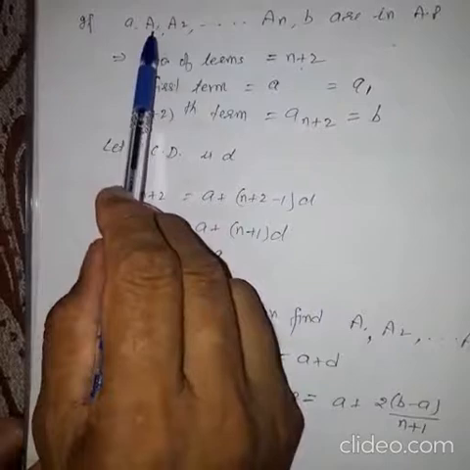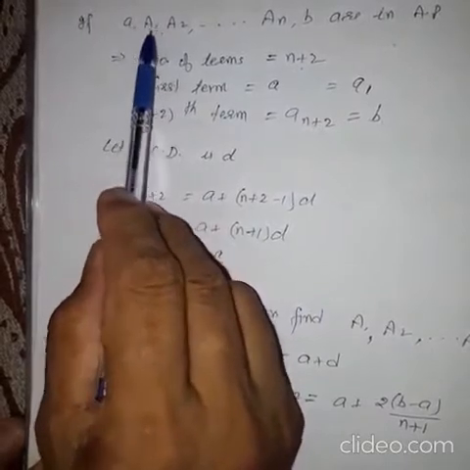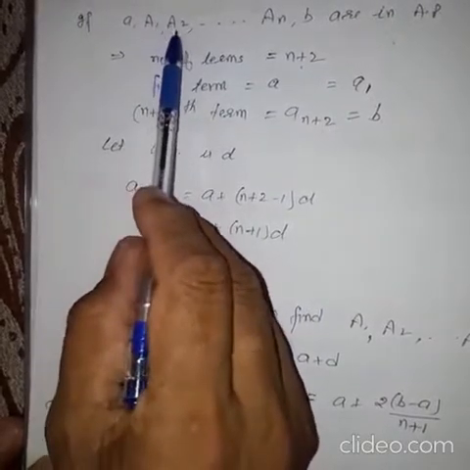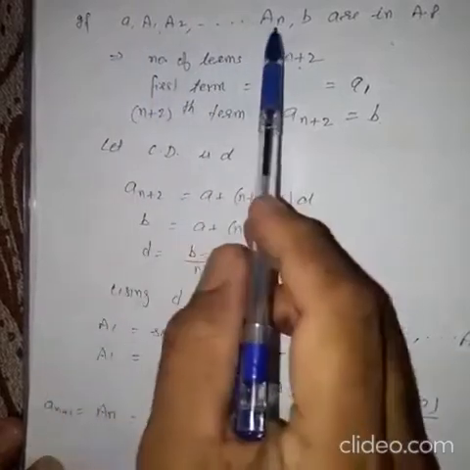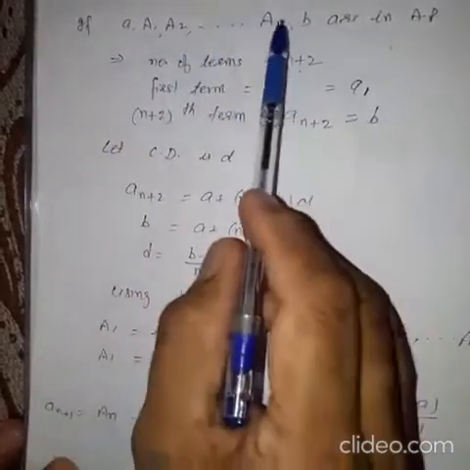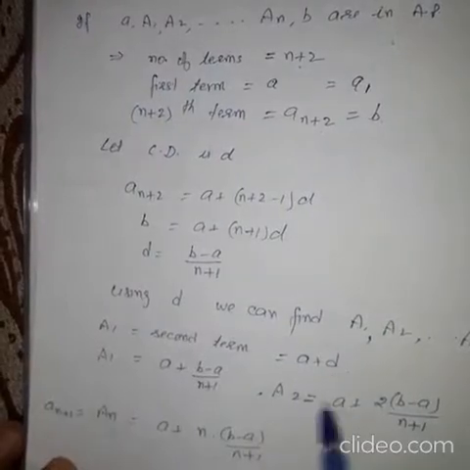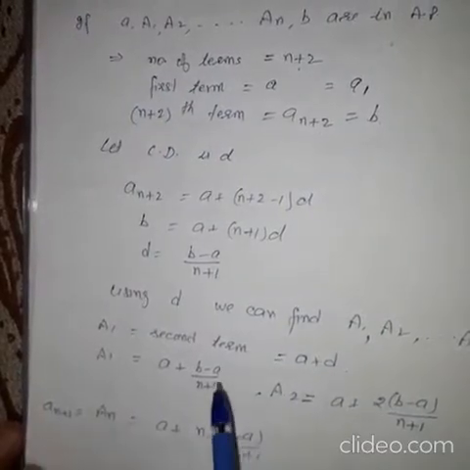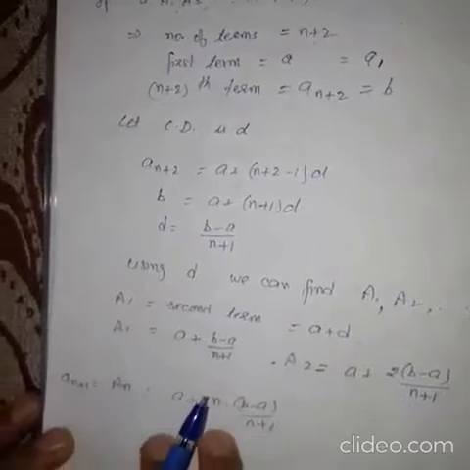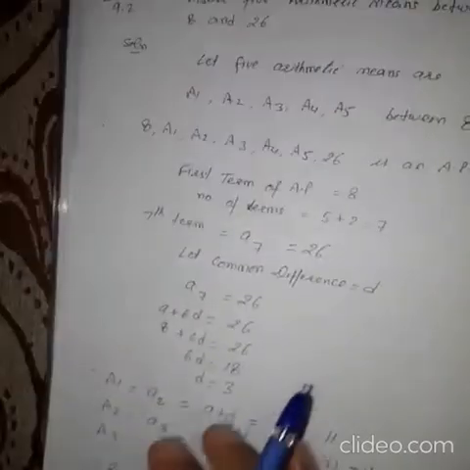So A1 will be the second term of this AP, A2 will be the third term of this AP, and An will be the n plus 1th term of this AP. So you can calculate A1 as a plus D, put the value of D and then start calculating. So this is the way for calculating the arithmetic means.